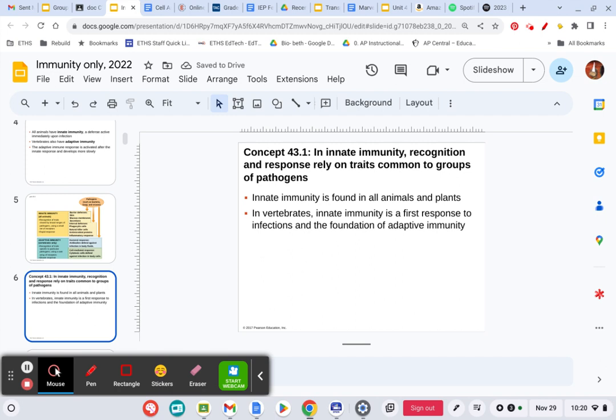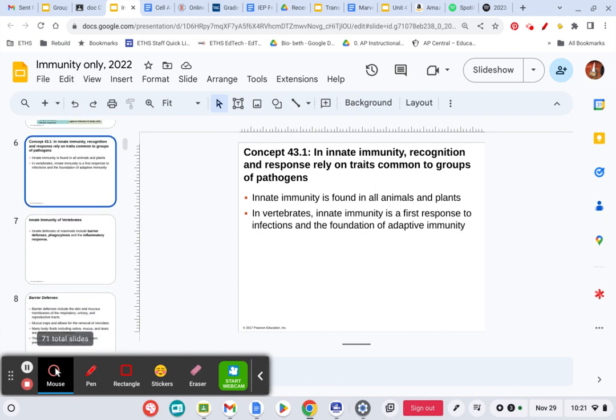Innate immunity is found in all animals and in plants. Plants have immunity too. They have all sorts of ways that they can fight off infections. It's kind of cool. That was another thing that they took out of the curriculum, which is kind of a bummer. Invertebrates only have innate immunity, while vertebrates have innate and also adaptive. You don't see that in other animals and plants.